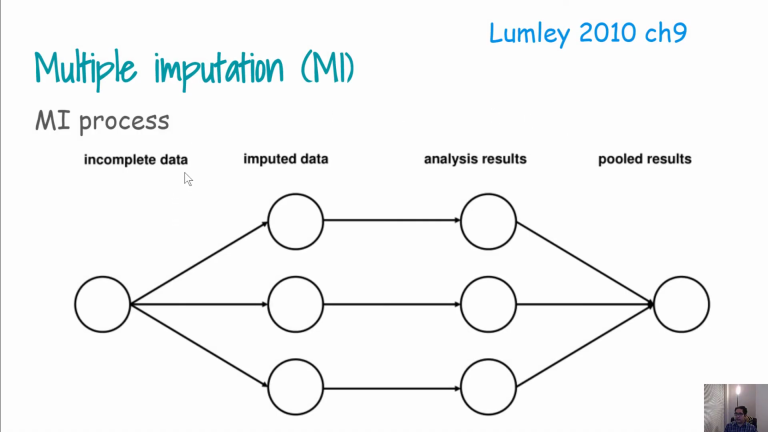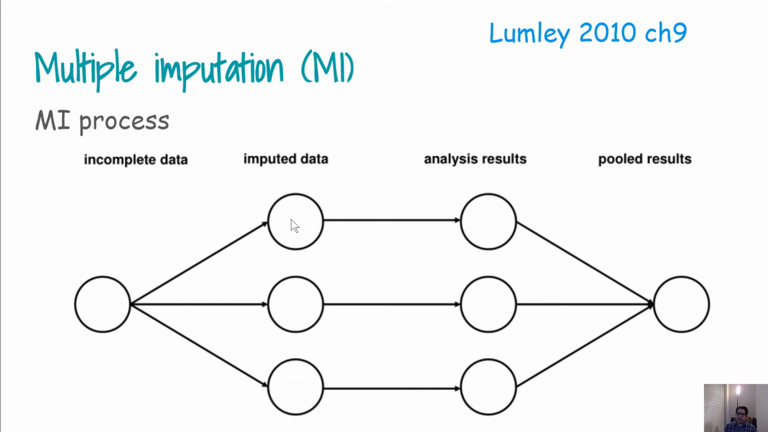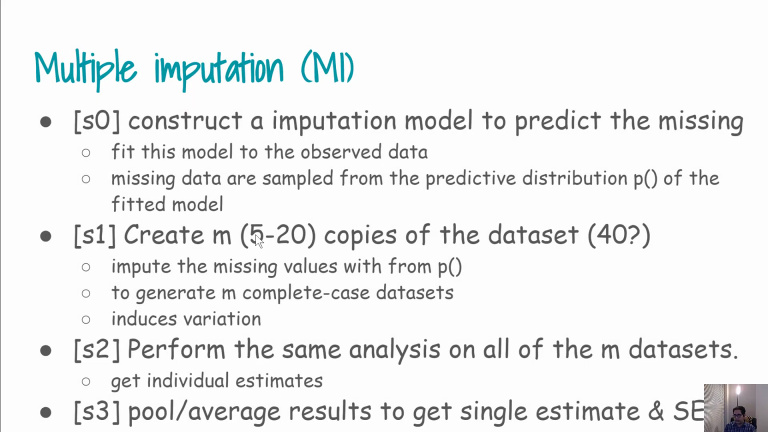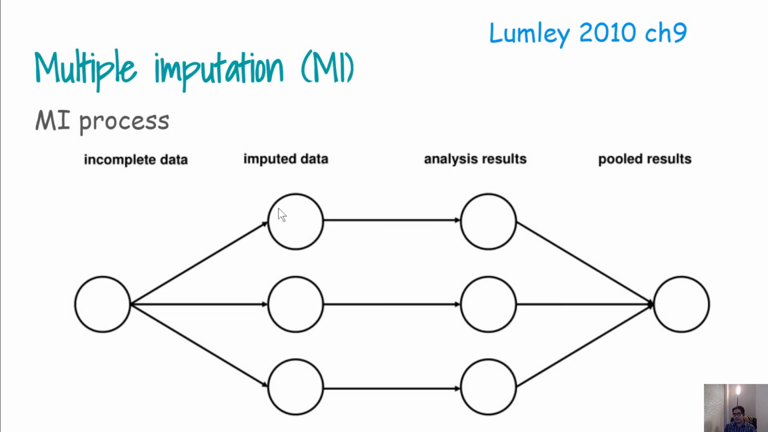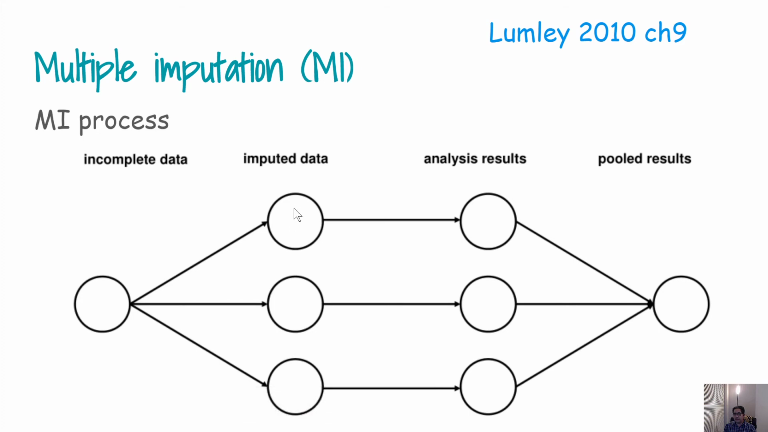So the steps go like this, and you can check out the book by Thomas Lumley, in chapter 9 he describes this. If you have incomplete data, think about, say for example here I'm thinking about 3 different copies. Previously I was talking about 5 copies, right? So in this picture I'm just talking about 3 different copies of the dataset where I am imputing the missing values based on the imputation model that I build, right?